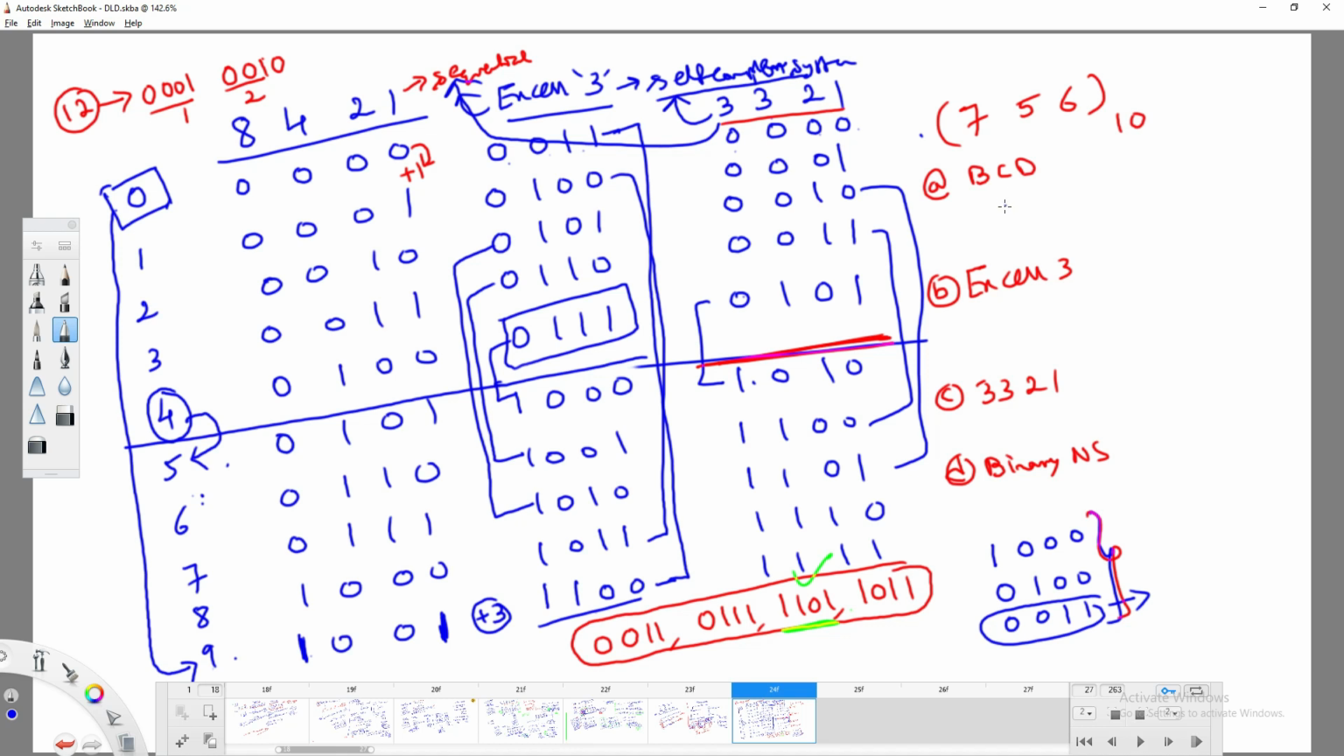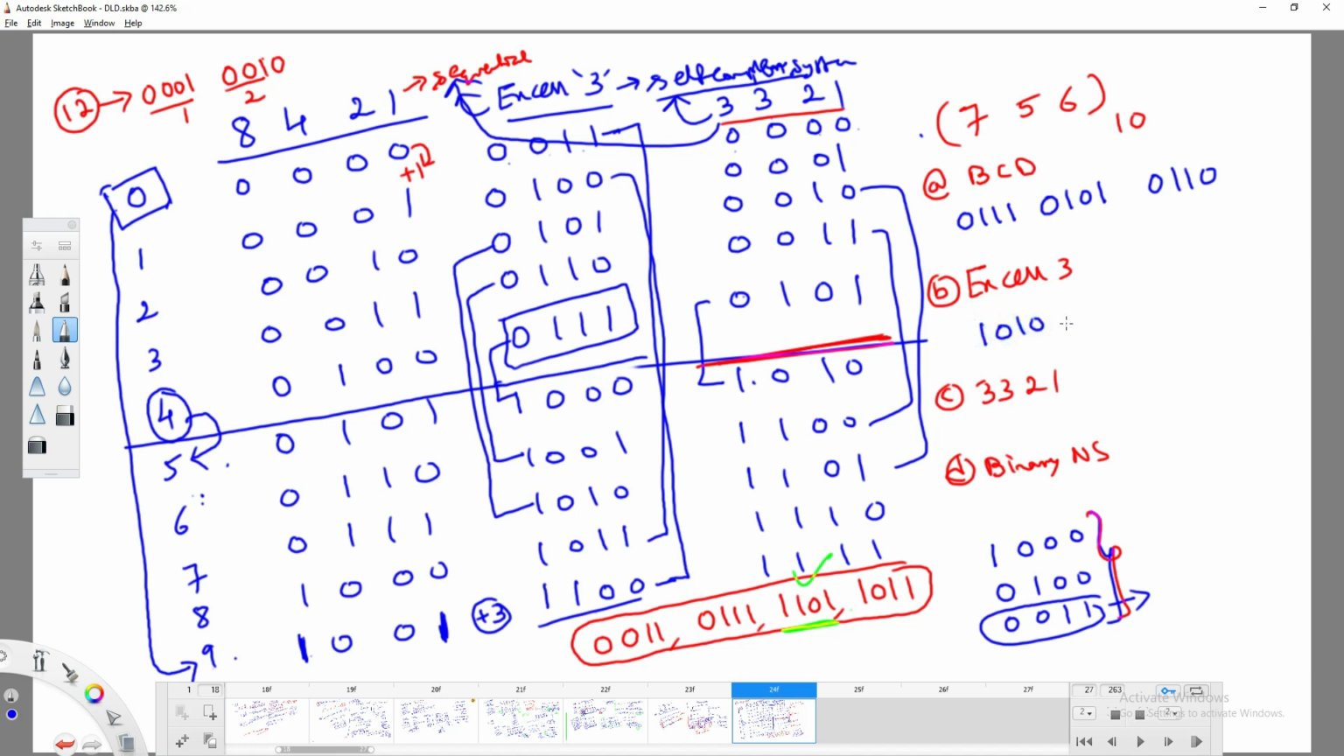So for 7, what is the value? Each and every digit requires 4 bits. Very good. 0111 0101 0110. This is the BCD of 756, right? What about Excess-3 of 756?